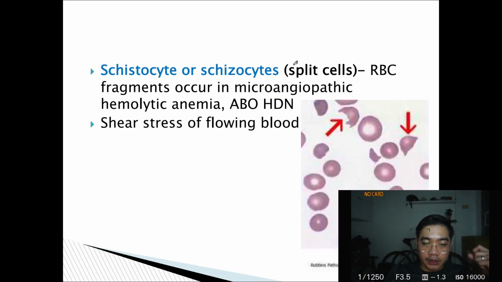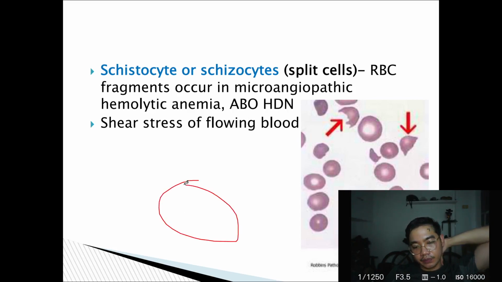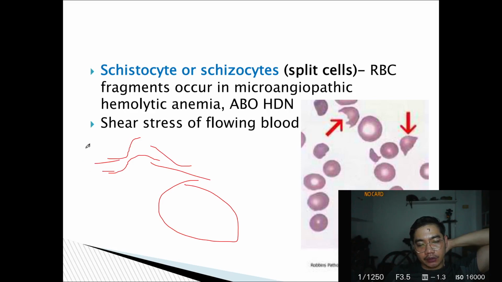So, schizocytes, no? RBC fragments, seen in hemolytic anemia. This occurs when, for example, you have an arteriovenous shunt. So what happens with an arteriovenous shunt? This is an artery directly connecting to a vein.